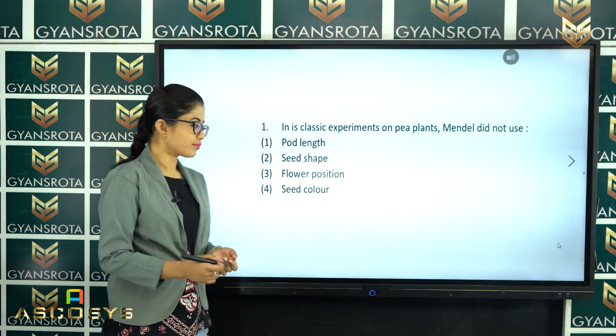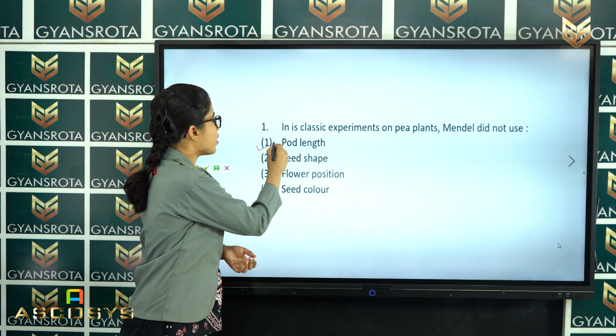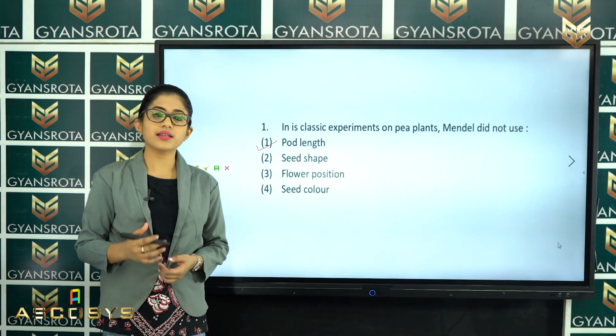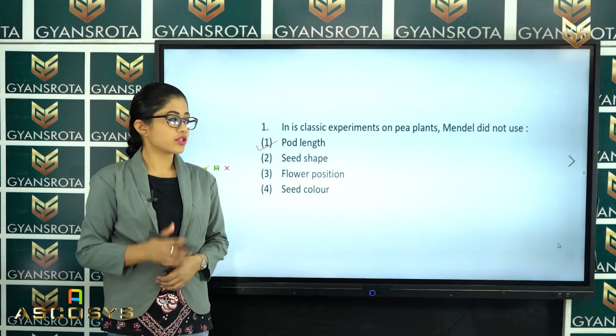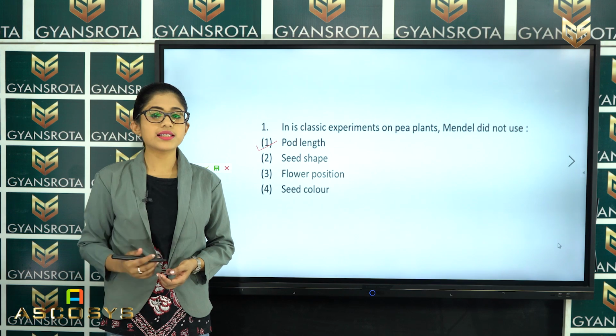That is the option number 1, pod length. So pod length was not used by Mendel for his experiment on pea plants. So this is the correct answer. Now let's see the next question.